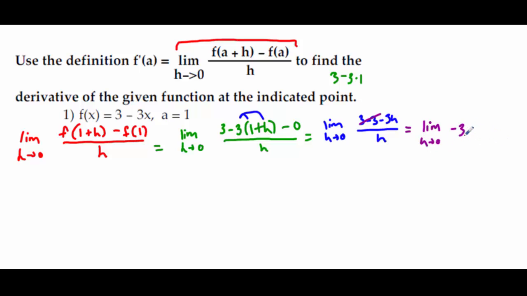And so since there's not an h left to plug into the 0, that means that the answer is negative 3. If this had said negative 3h, I would plug in 0 for h and get a different answer. But it doesn't. It doesn't have anything that I can plug in. So my answer is just negative 3.